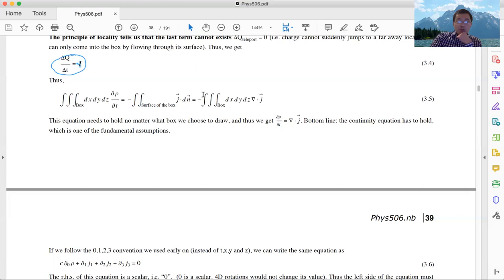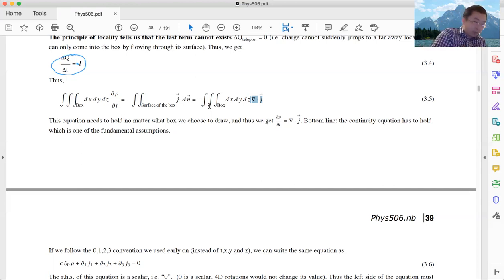And this equation needs to be valid for any region, any box I draw. For any box I draw, the two sides should be equal. If this equation should hold for any box I draw, then the only way to do that is to make sure that partial rho partial t and the divergence of J are the same thing. So they should be equal everywhere in the system. That's the only way to guarantee that no matter which region I choose to do the integral, they're always the same.